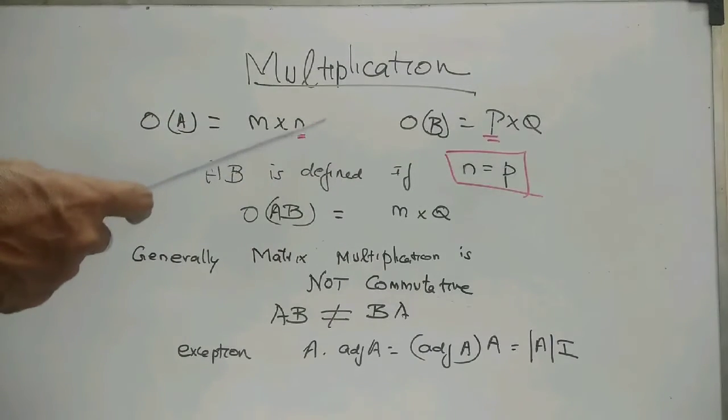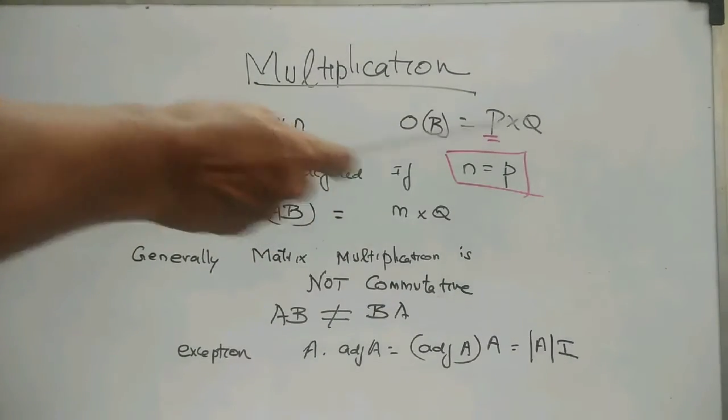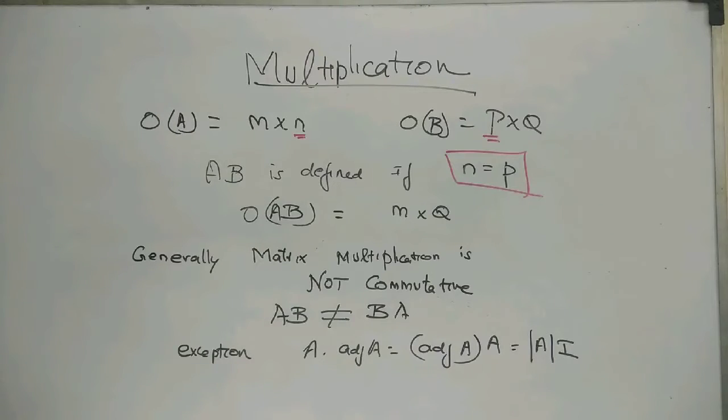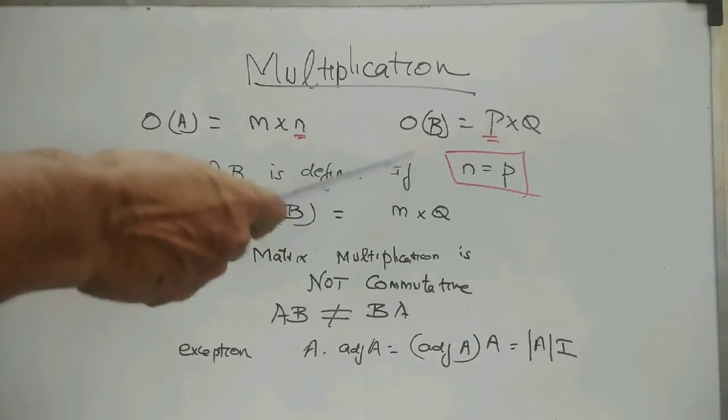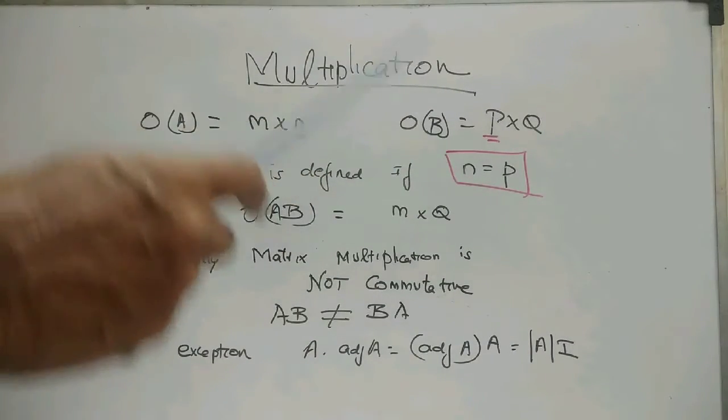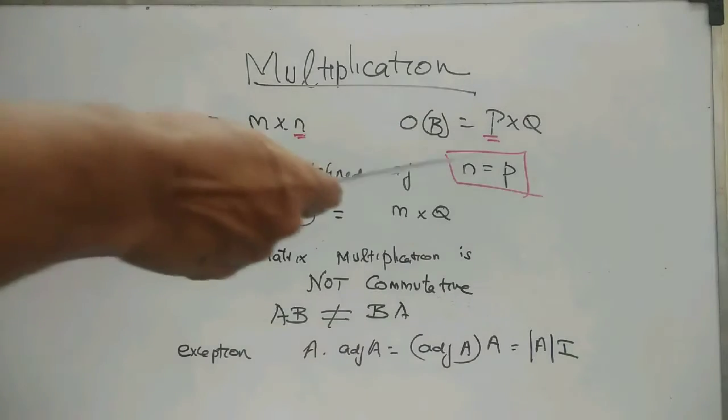These two should be equal. That's what I said, that the column of the first matrix should be equal to the number of rows of the second matrix. AB is defined only if n is equal to p. Otherwise, matrix multiplication is not possible.